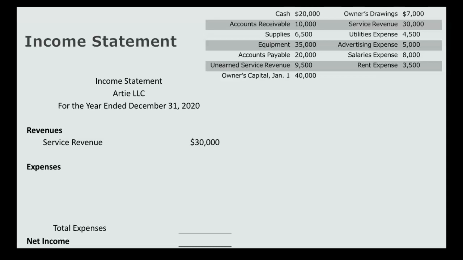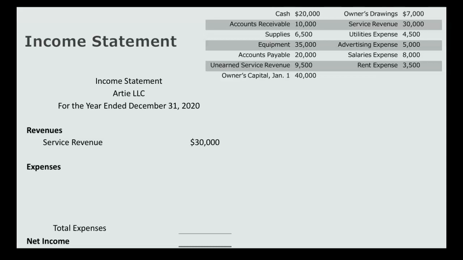Now, in certain problems, you might see a company have multiple revenues, right? There could be service revenue, sales revenue, rent revenue, a bunch of different types of revenue streams, right? So in that case, you would list all of those revenues, and then you would have to add them up and show your total revenues. But here, since we just have one single revenue account, we just list that account and we put its balance over on the far right of the statement.